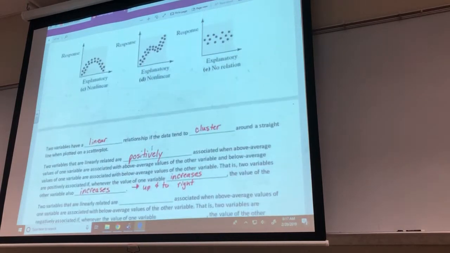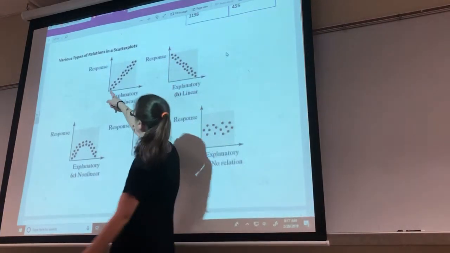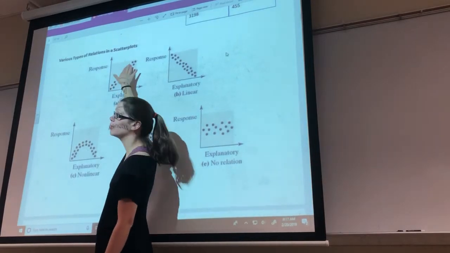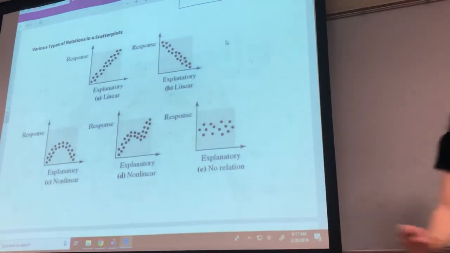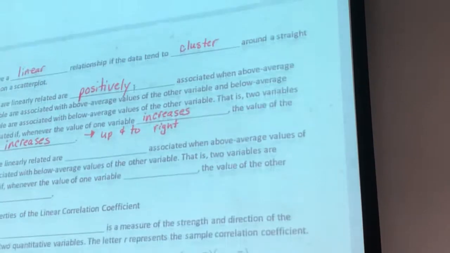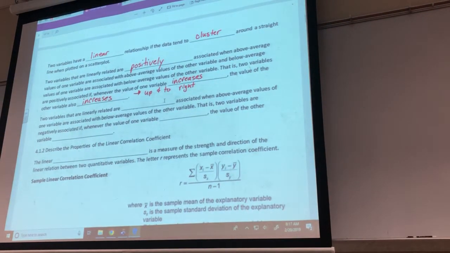So if we look back here at these two that are positively associated, this one, as your x gets bigger, if you go along this x-axis, your dots tend to go up as well, so they're going up and to the right. This one's going to be a positive linear association. The other one is just going to be negative, and that's fine. If you have a negative linear association, that's not a bad thing.